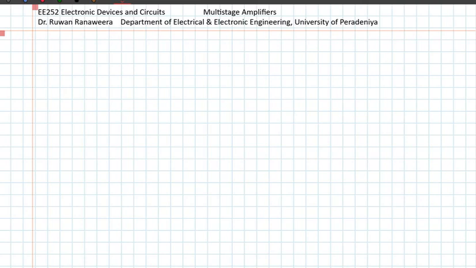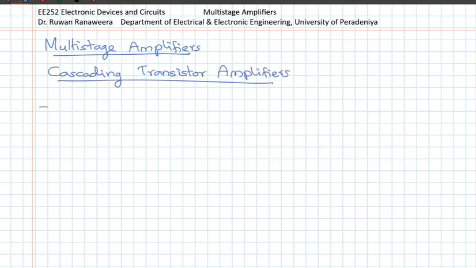So why do we need to do this? This is called cascading transistor amplifiers, or cascading multi-stage transistor amplifiers. Why do you have to cascade amplifiers?